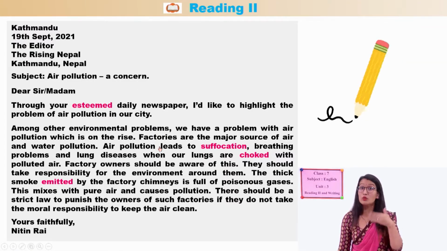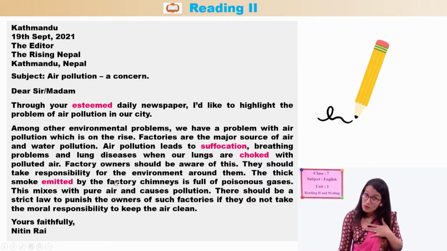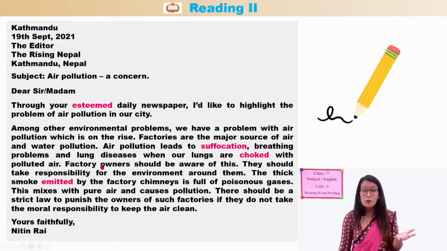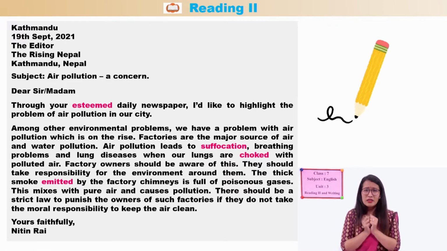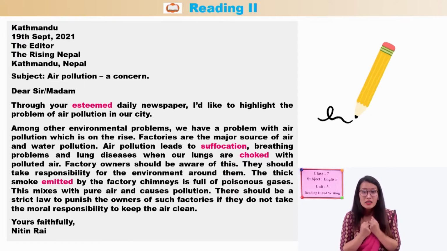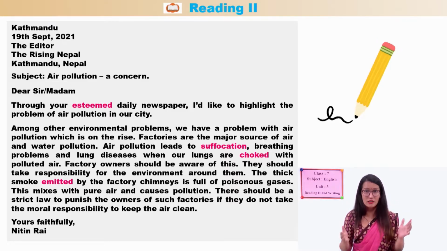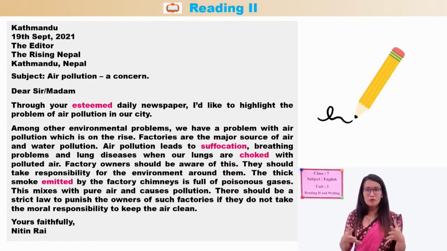Air pollution leads to suffocation. We cannot breathe properly, easily. There are lots of breathing problems also, lung diseases also. Yes, and when our lungs are choked, when it cannot take air, with polluted air, okay? Look, when there is polluted air, our lungs cannot take it. It is choked, yes, okay? And we are suffocated. We cannot breathe properly. That's why air pollution is a very great problem.